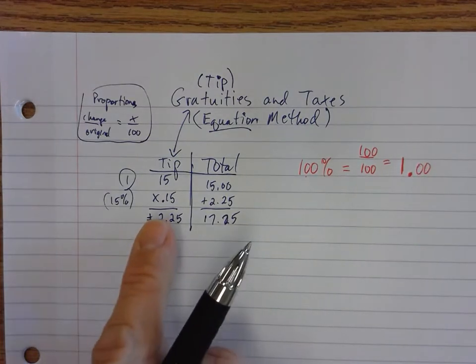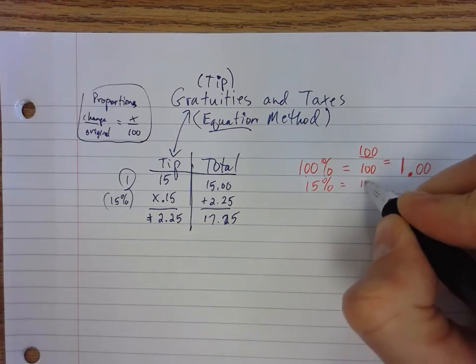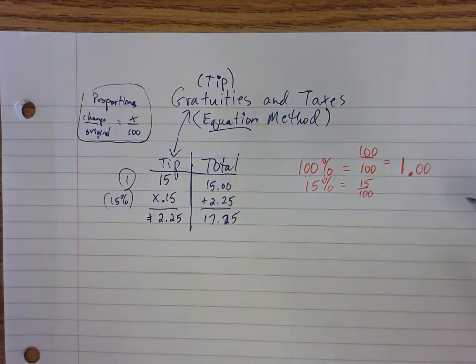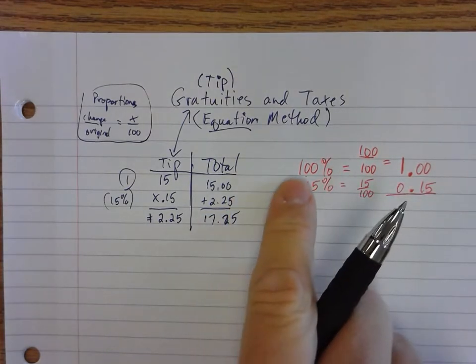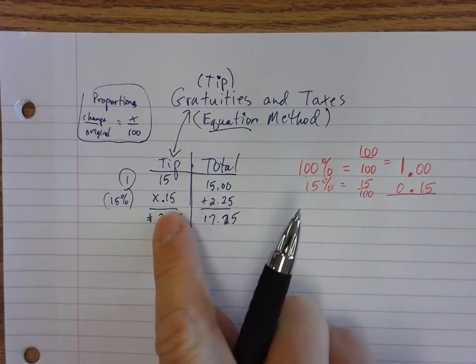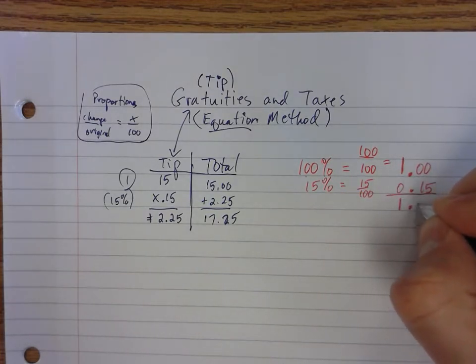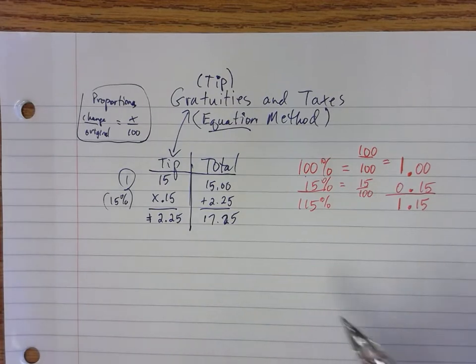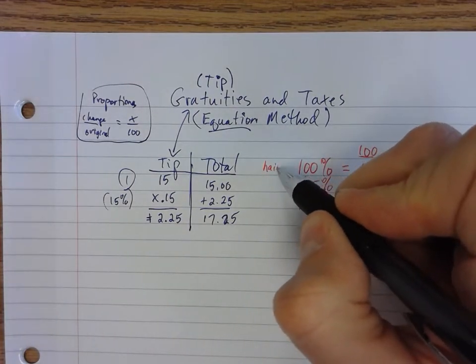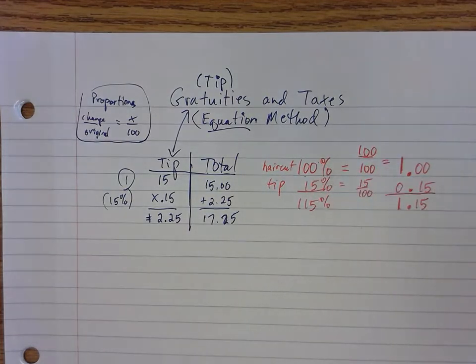If I'm going to leave a 15% tip, that would be 15 over 100, which you would say as 15 hundredths. The haircut is 100% of the cost. The tip, or the gratuity, is 15% of the cost. If you add those together, that would be 1.15, otherwise 115% of the cost. To lay these out again: the haircut's 100%, the tip is 15%, so if you add those two together, that's 115%. As decimals, that's 1 and 0.15.